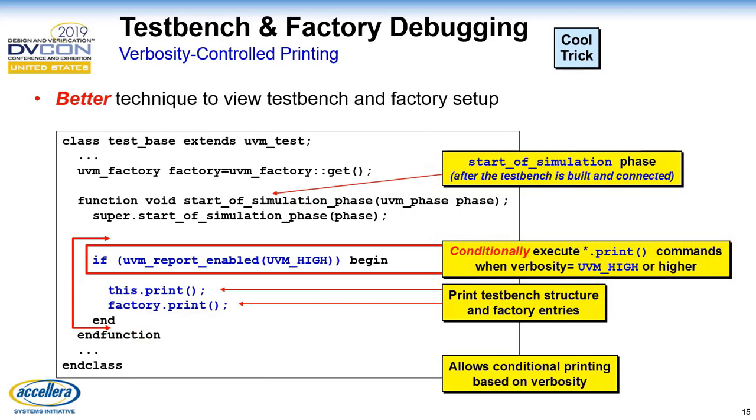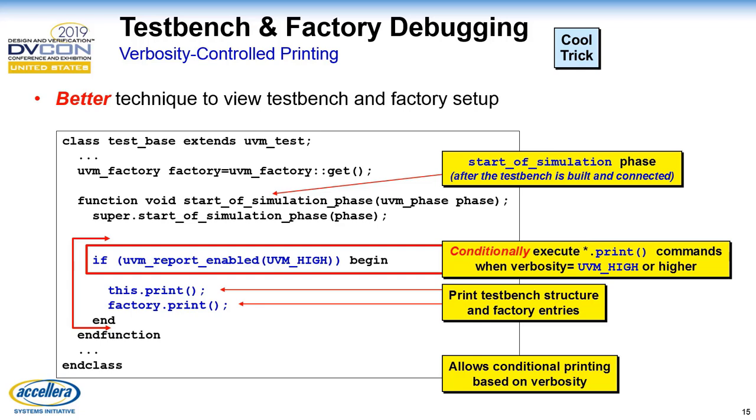So what I like to do instead, one of the tricks you'll find in the paper, there's a few of them, is I still view the test bench and factory setup in the start of simulation phase, but I check the verbosity level that is on the command line. I can say, only if someone has asked for UVM high or higher do I want to print these out.